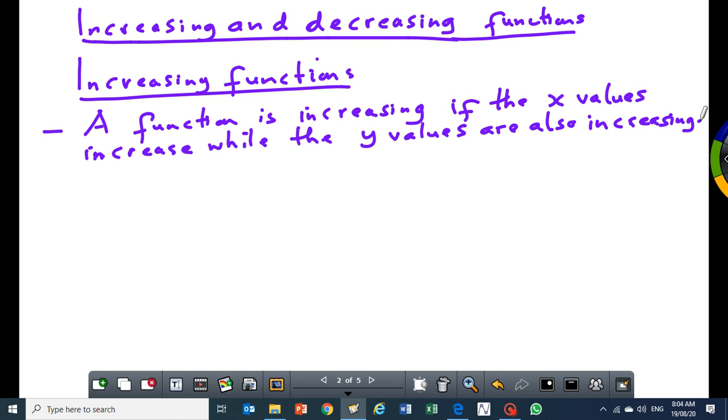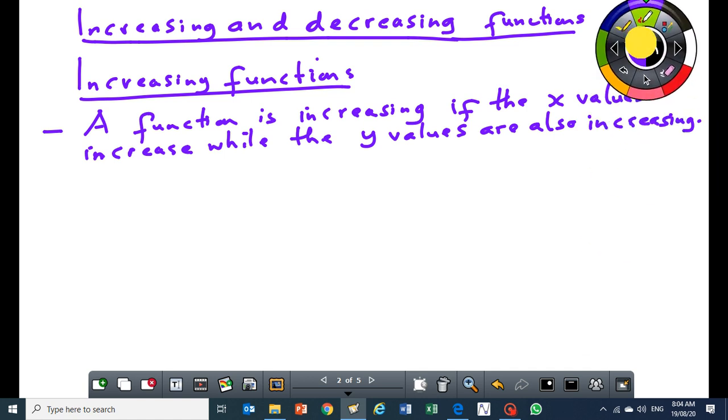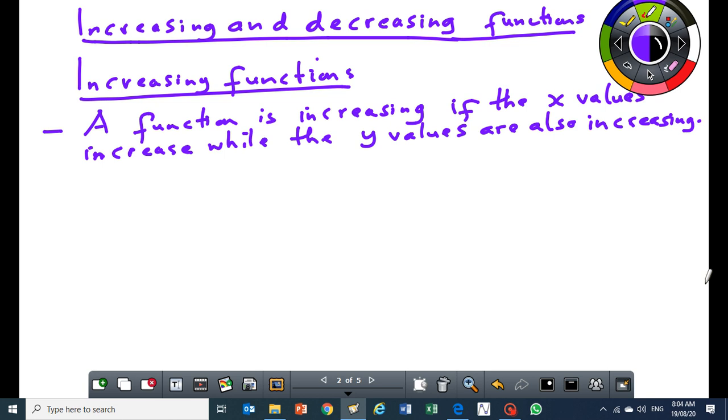Okay? Now I want you to know that generally defining an increasing function is based on the y values, because we know that the x values are the inputs, so they will never decrease. It is the y values that decrease. So if you are given a graph and you see that the y values are increasing, that should be a clue to you that the function is increasing.